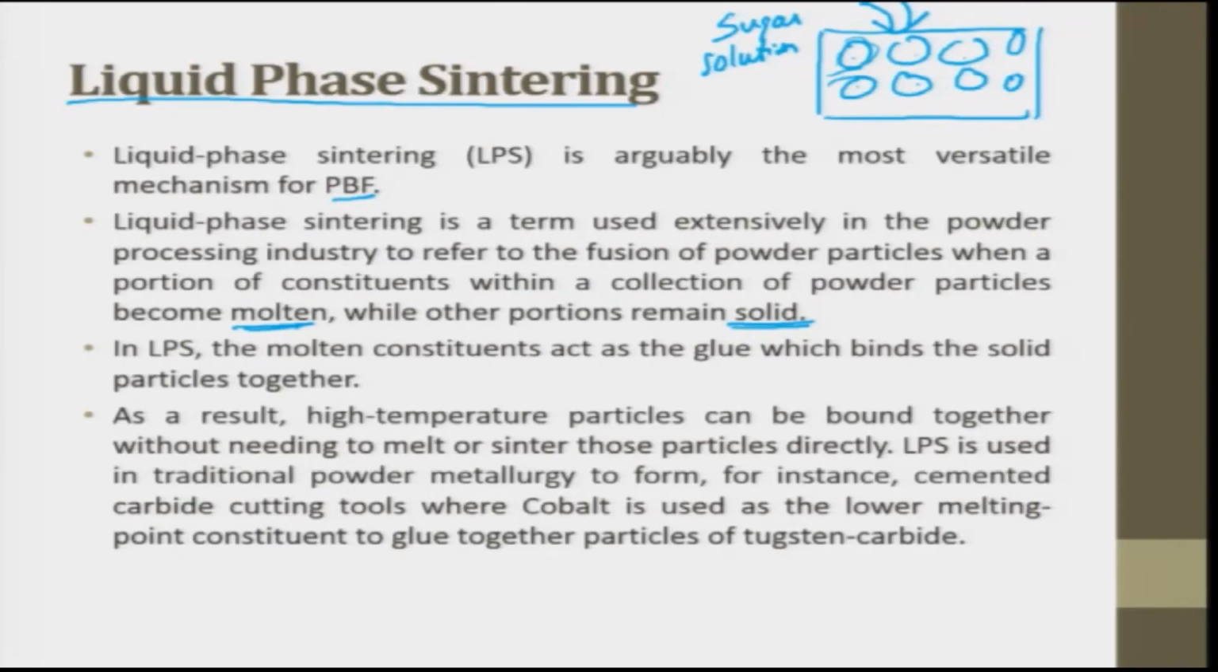But in selective sintering, what happens? You try to coat the powder properly, and when the laser hits, it melts the portion which is coated alone. So the fusion of the powder particles occurs when a portion of the constituents within a collection of powder particles becomes molten, while the other portion remains solid. In liquid phase sintering, the molten constituents act as a glue which binds the solid particles together.